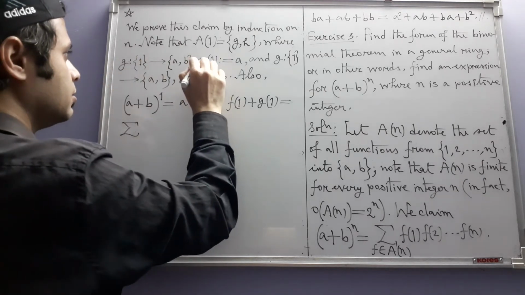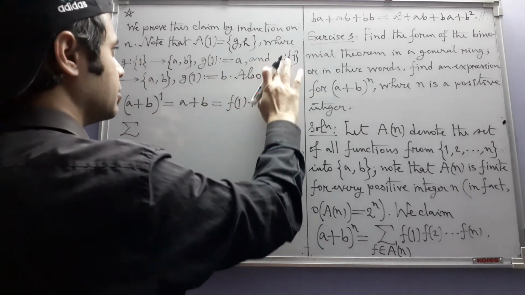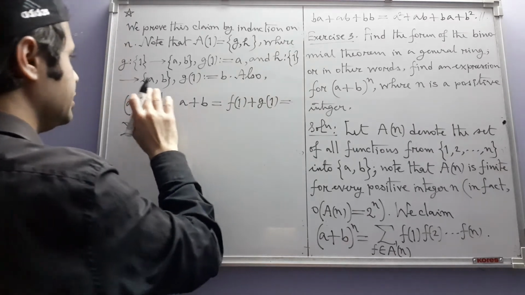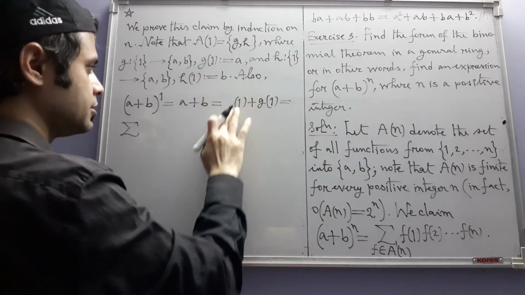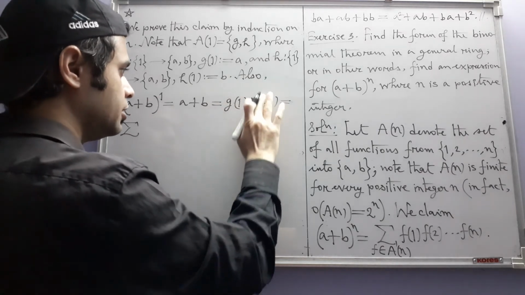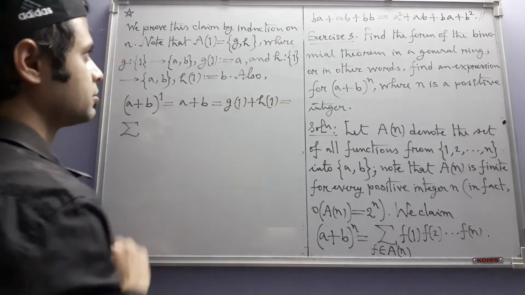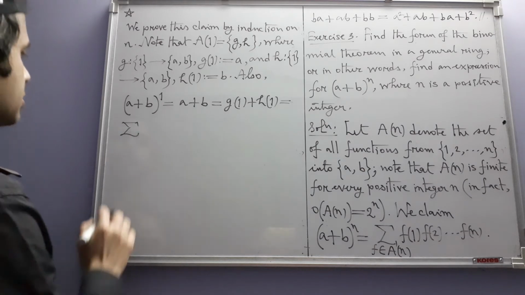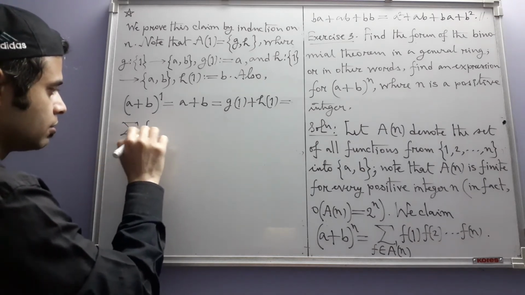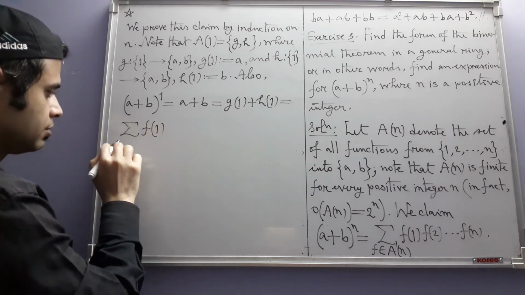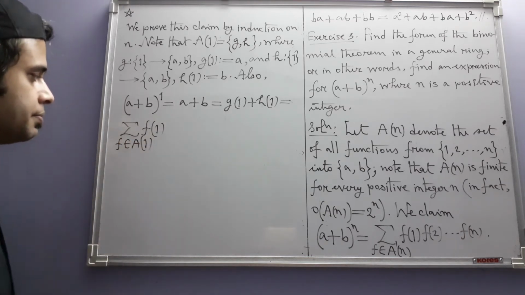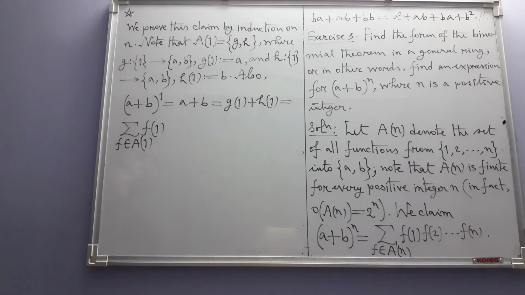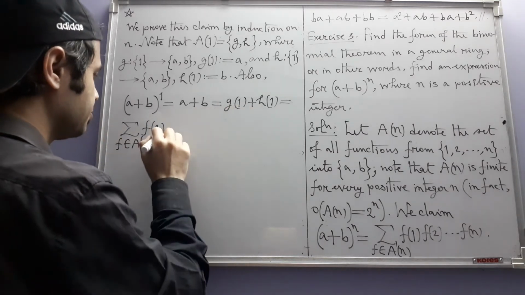This is g, and let me call this h. Okay, so then this is g and this is h. Yes, then this is equal to f of 1, where f belongs to A1. This makes sense. It's very easy to see why it is equal to this.